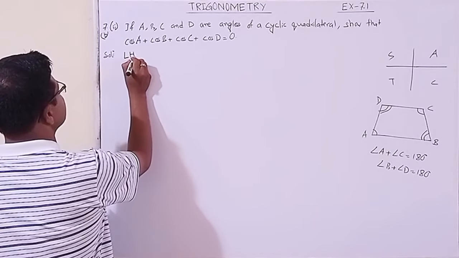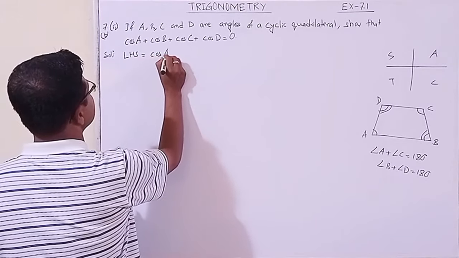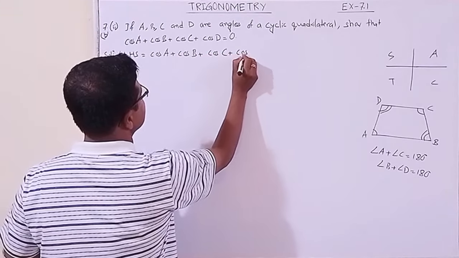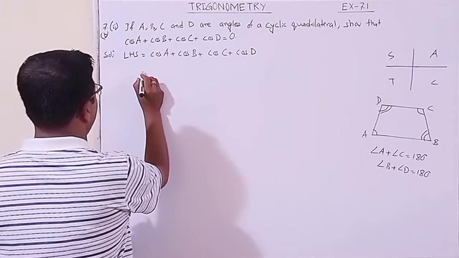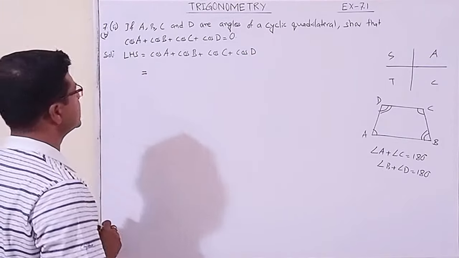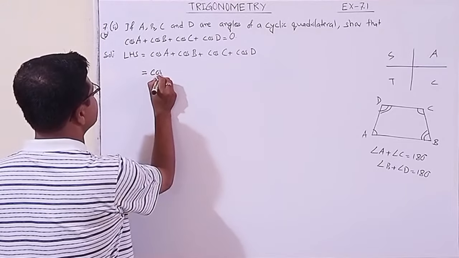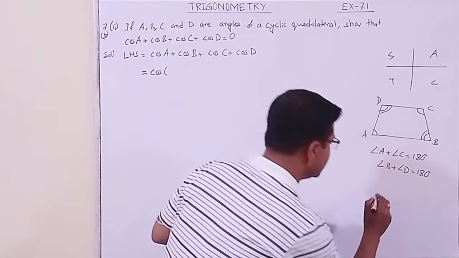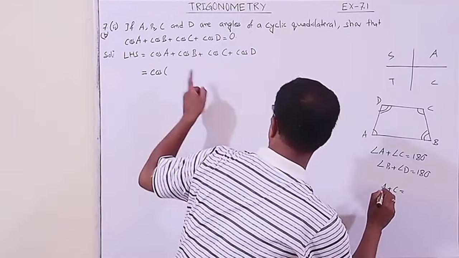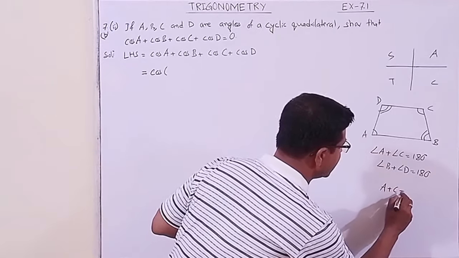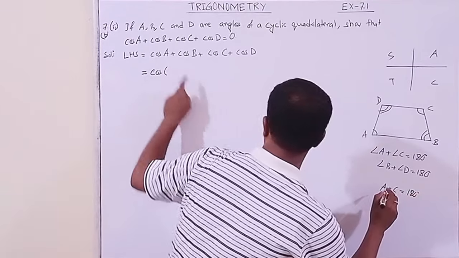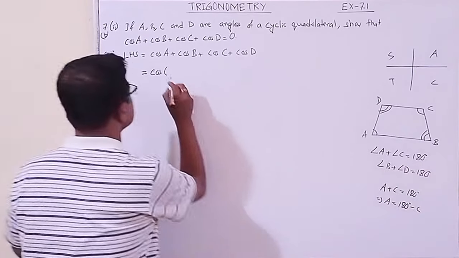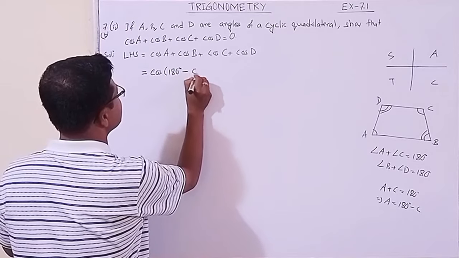Now let us take the left hand side: cos A plus cos B plus cos C plus cos D. We have to prove this is equal to 0. Here, what is A plus C? A plus C is 180 degrees. According to the demand of the question, the angle symbol is not written. We need A. So what is A? A is 180 degrees minus C. So cos of (180 degrees minus C).